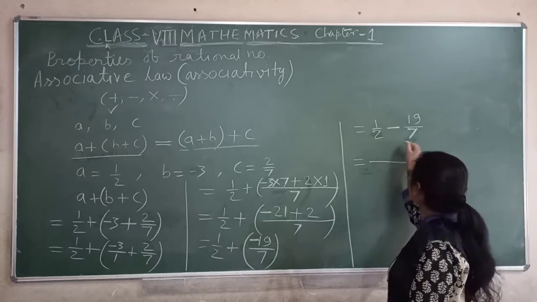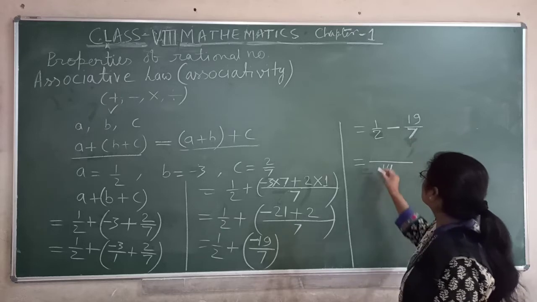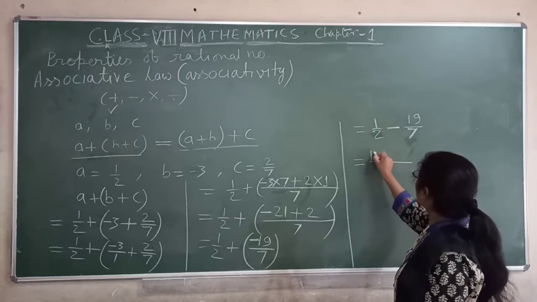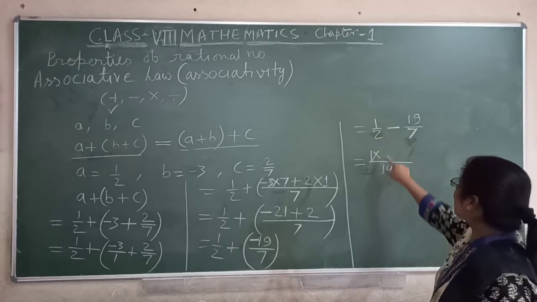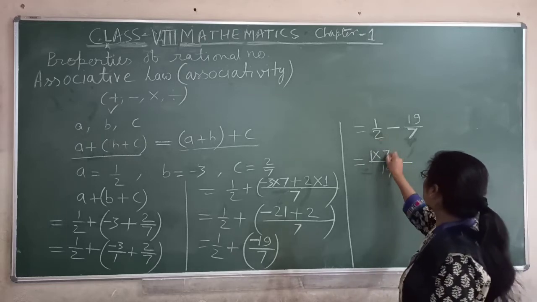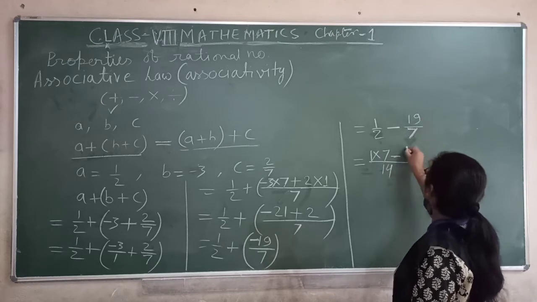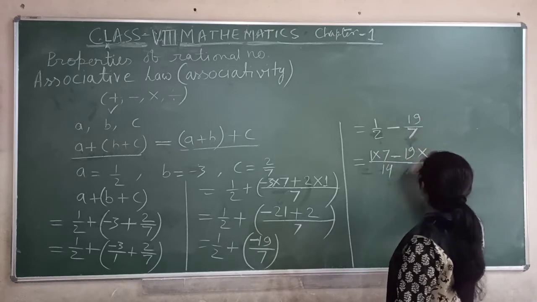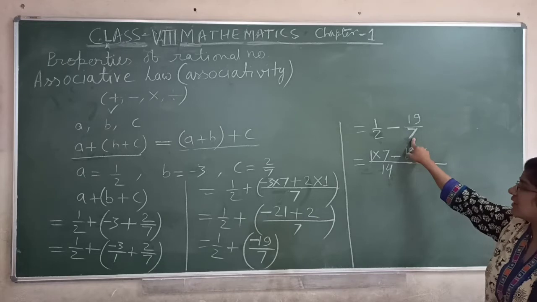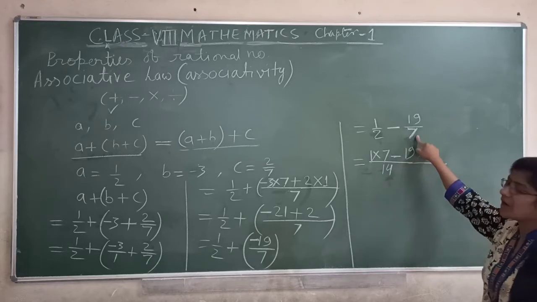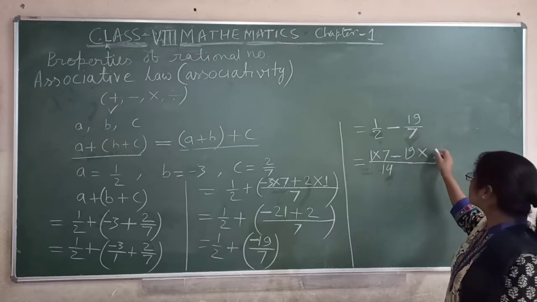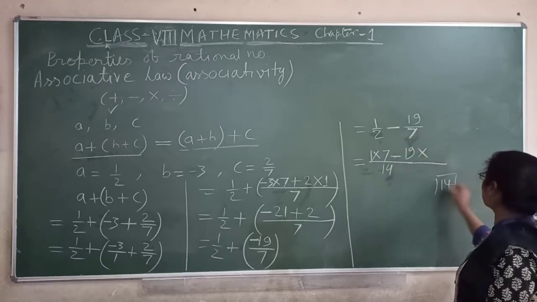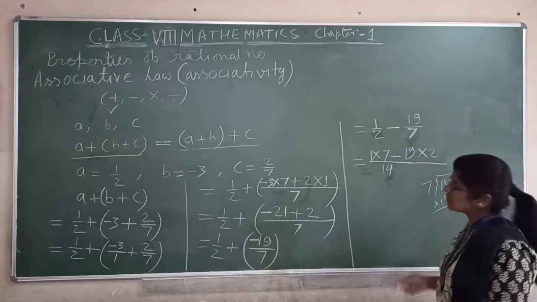So 2 times 7 is 14 here, and already 1 you have, 1 into 14 divided by the denominator. The LCM divided by the denominator, so 7 here and minus sign as it is. 19 into 14 divided by 7. The LCM divided by the denominator, so 14 divided by 7. 7 times 2 is 14, so 2 here.